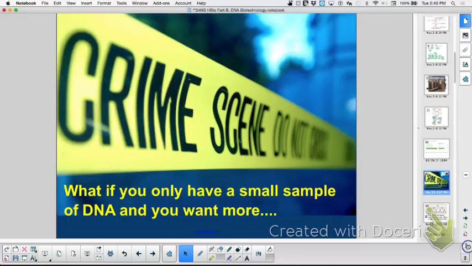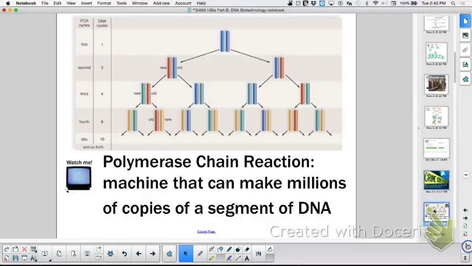So one of the strategies is when you have, let's say, a crime scene or a very small amount, maybe you're looking at a fossil or something like that, and you have a little bit of DNA and you want to make more of it. What's the process when you make more DNA? What's that reaction called? PCR, which stands for what? Polymerase chain reaction.